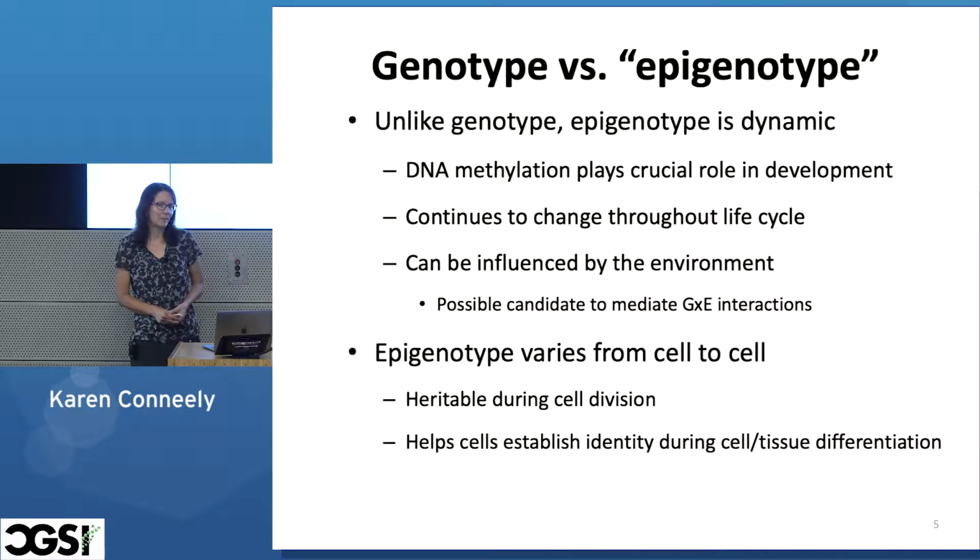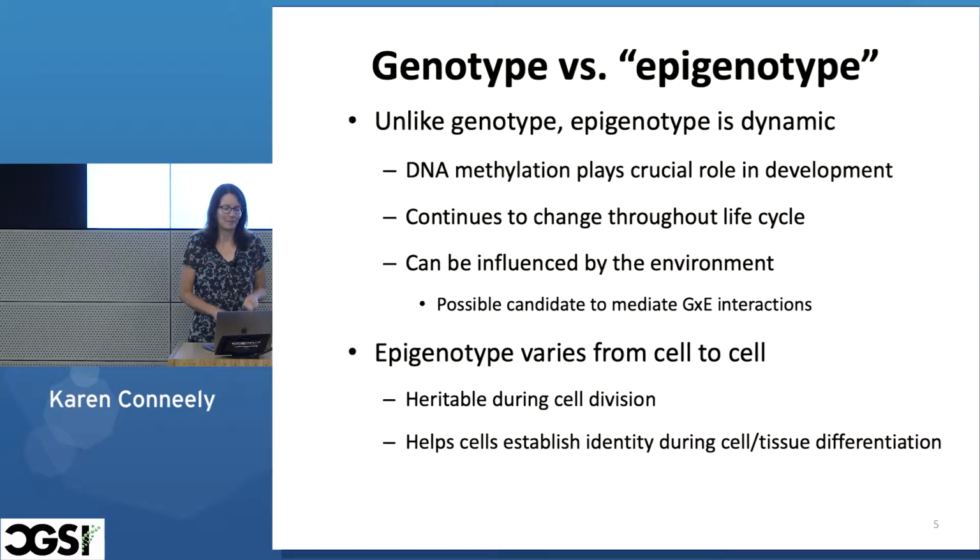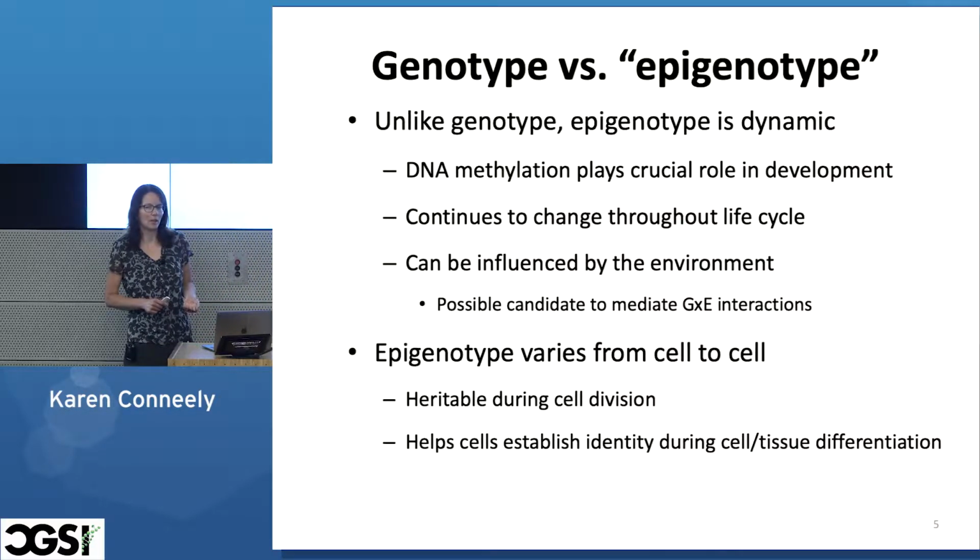Okay, since we've been talking mainly about genetics, I'll contrast the genotype to the epigenotype. Unlike your genotype, which you're assigned at birth and stays with you throughout life, your epigenotype is quite dynamic. The changes in DNA methylation play a crucial role during development, and they continue to change across the lifespan. They can also be influenced by the environment, especially environmental factors like smoking or chemical exposure. This makes DNA methylation a great candidate to possibly mediate the influences of both gene and environment on resulting phenotypes.